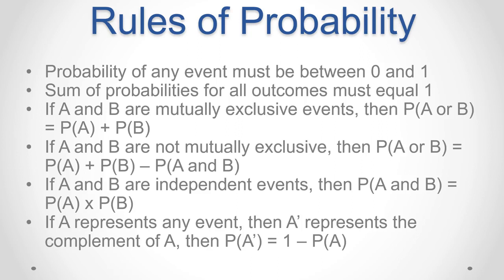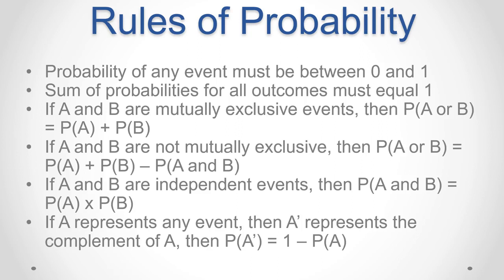In this lecture video, we will summarize the rules of probability and explain how normal distributions, z-scores, and probability are related. So here's the summary for the rules of probability. 1. The probability of any event must be between 0 and 1 inclusively. 2. The sum of the probabilities for all of our outcomes must equal 1.